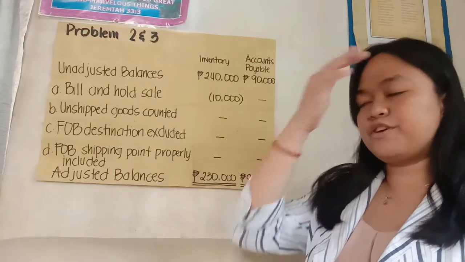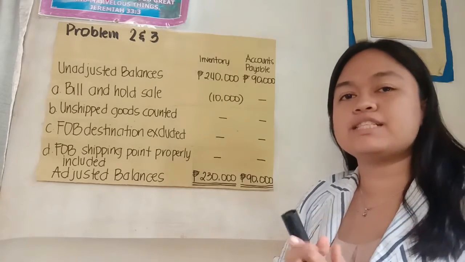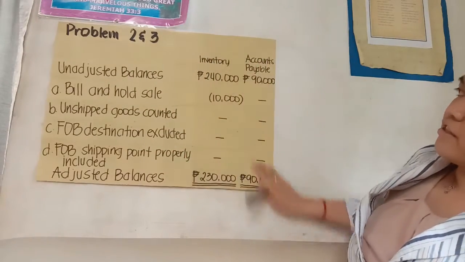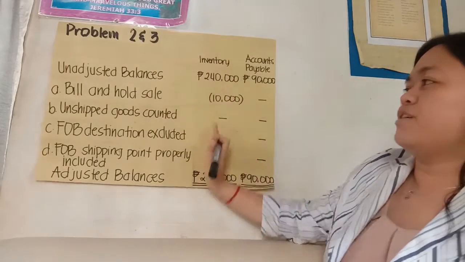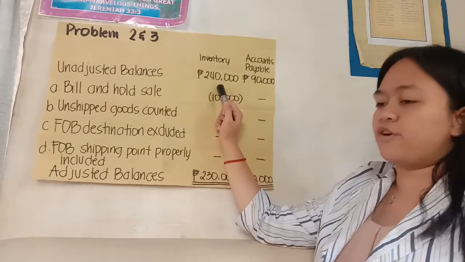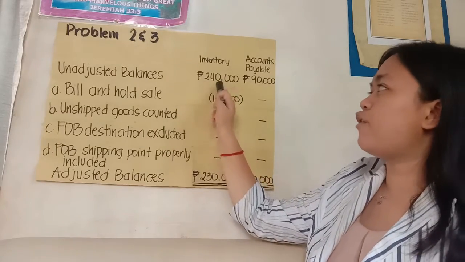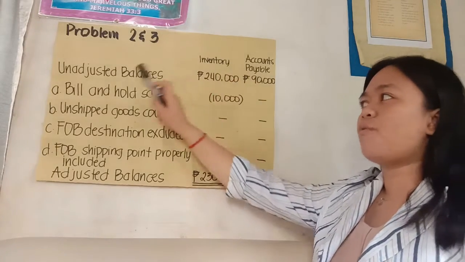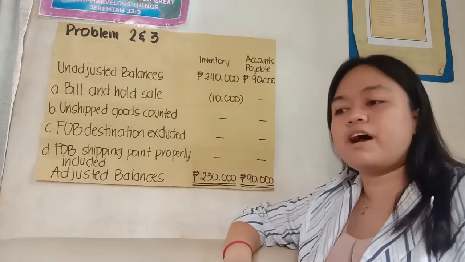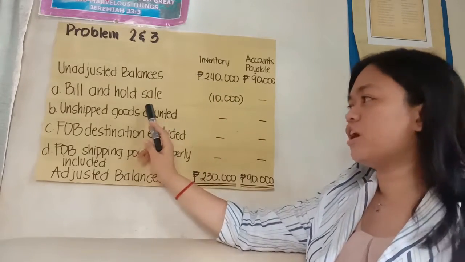So for problem number 2, they asked what is the adjusted balance for the inventory. Don't mind these first, just focus on this first. We must put the adjusted balance, which is 240,000. I already said that in the beginning of the situation that was given to us. That was the adjusted balance for the inventory. But then there were some adjustments for the inventory for December 31, 20x1 for the ABC Corporation.